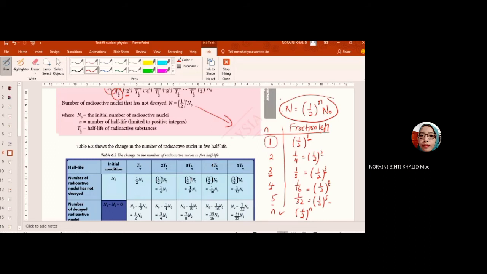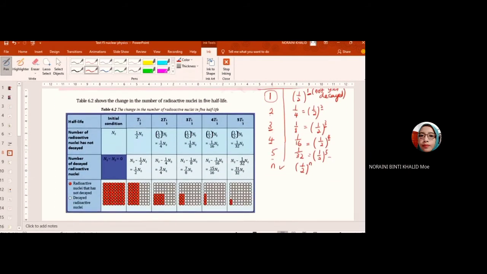Actually, this one can be used to solve problems involving half-life. This one is the activity which has not yet decayed. When we talk about the fraction left, it means not yet decayed.